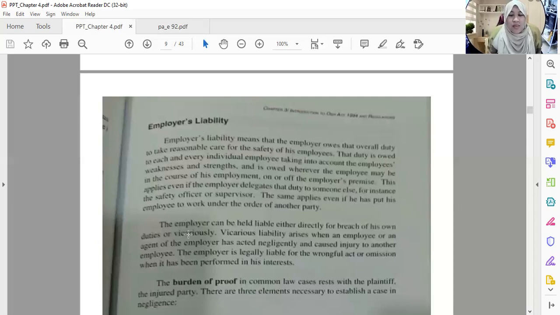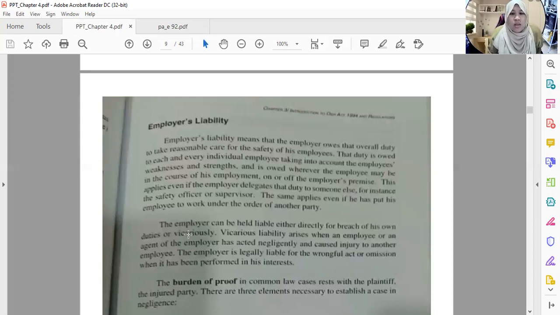Okay, employer's liability means that the employer owes an overall duty to take reasonable care for the safety of the employees. So meaning to say, this is their task. Okay, as the employer, you have to make sure that you take care of your employees and equip them with a good, proper environment, in good safety and health.